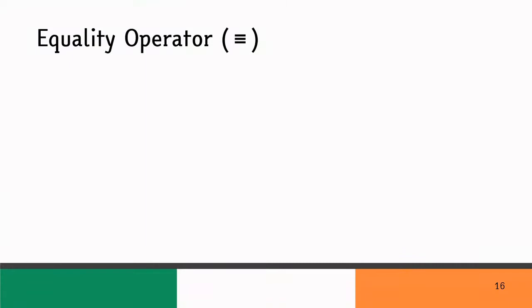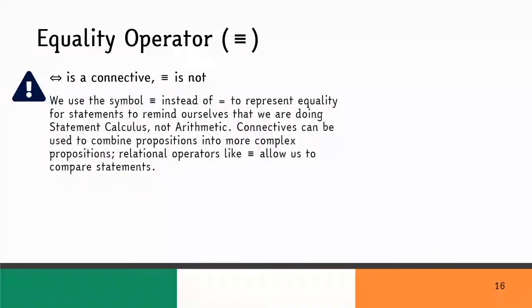Before we finish this lecture, there are some important things to mention. The equality operator, which we see in mathematics, is not a connective. The connective is the equivalence operator. The equivalence operator is used in place of the equal symbol to remind ourselves that we are doing statement calculus, not arithmetic. It basically allows us to compare statements.